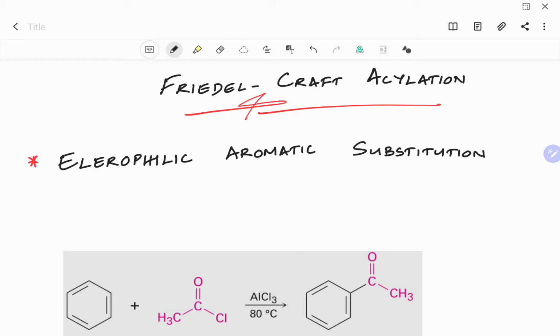So in a previous video we discussed Friedel-Crafts alkylation. Acylation is very similar to alkylation, as they are both electrophilic aromatic substitutions. In this reaction, we are trying to substitute one of the benzene hydrogens with an electrophile, and of course in acylation the electrophile is going to be an acyl group, so you will have a carbonyl group and an R group.